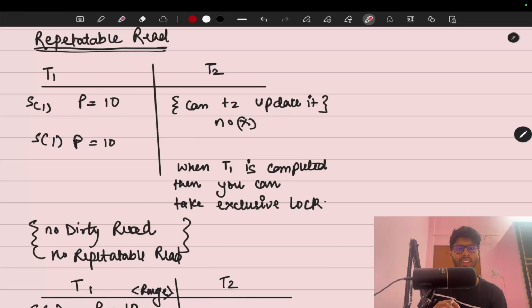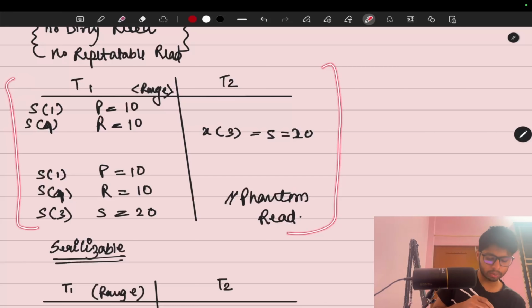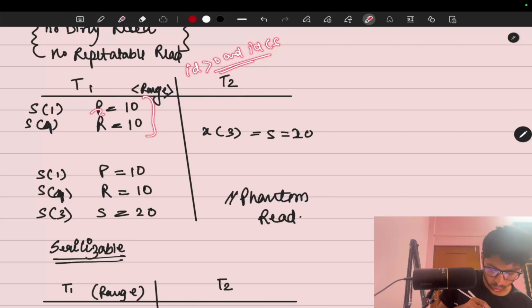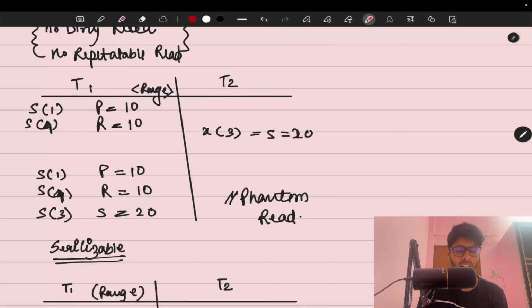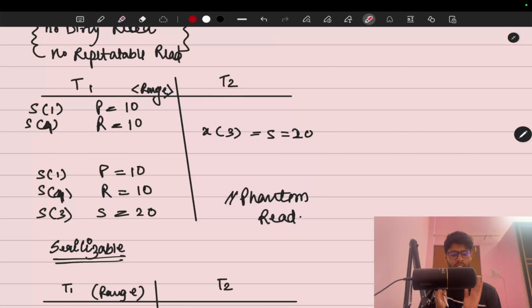Now let's understand the problem of phantom read. Why is the repeatable read isolation level not able to solve the problem of phantom read? Let's understand it with an example. Again, there is a range query. What is the range query? ID greater than 0 and ID less than 6. We get two rows, P equals to 10 and R equals to 10, so the row numbers are 1 and 4. We get these two rows in this range.